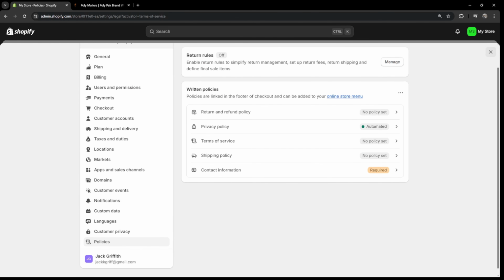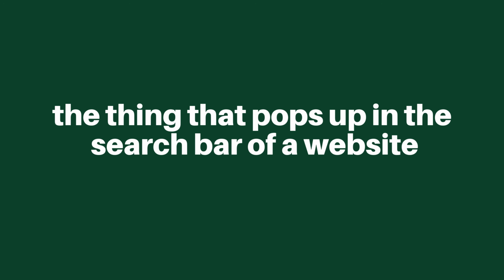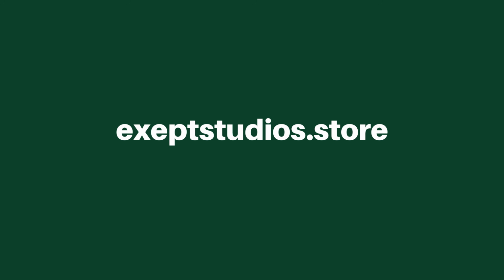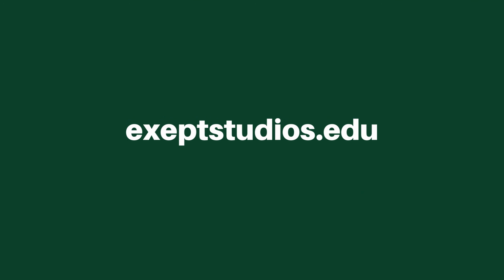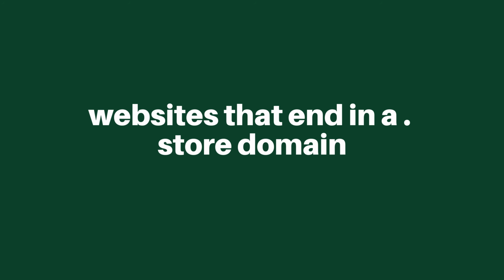Okay, now the most important thing is going to be domains. A domain is the thing that pops up in the search bar of a website. For example, acceptstudios.store, acceptstudios.com, acceptstudios.edu. These are all domain names. Now, since you will be selling things, you should aim for a .store domain name. Websites that end in .store get around 87% more people checking out. The word store is simple and people love using it when they're buying stuff.